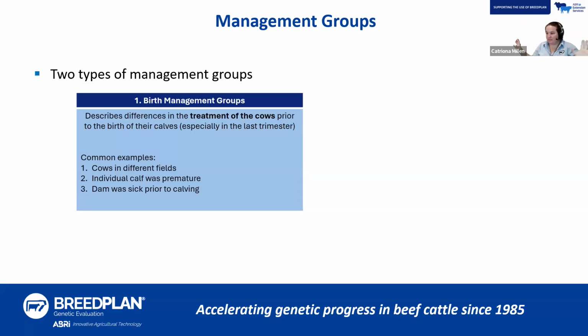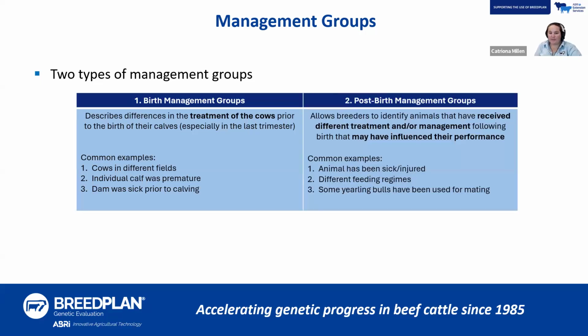They should be split into, their calves when they're born should be split into two different groups in terms of management grouping. Individual calf being preemie is also often a management group for birth traits, or for example if the dam was sick prior to calving. Our post-birth management groups allow you to identify animals that have received different treatment or management following birth that may have influenced their performance. So common examples, an animal has been sick or injured and that's affected its performance.